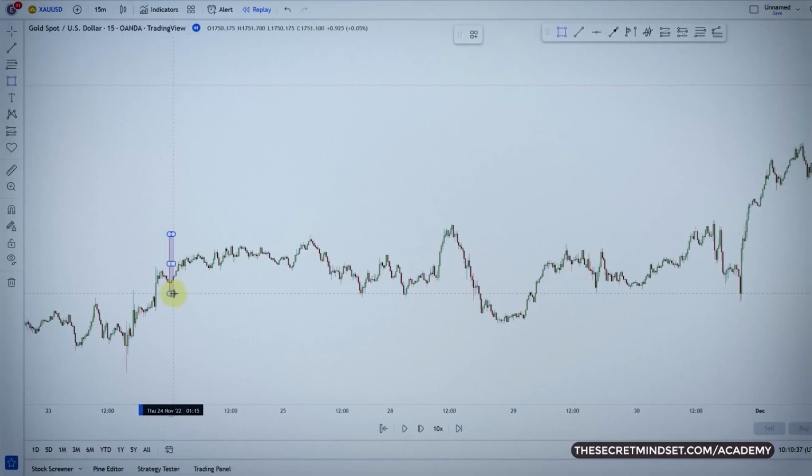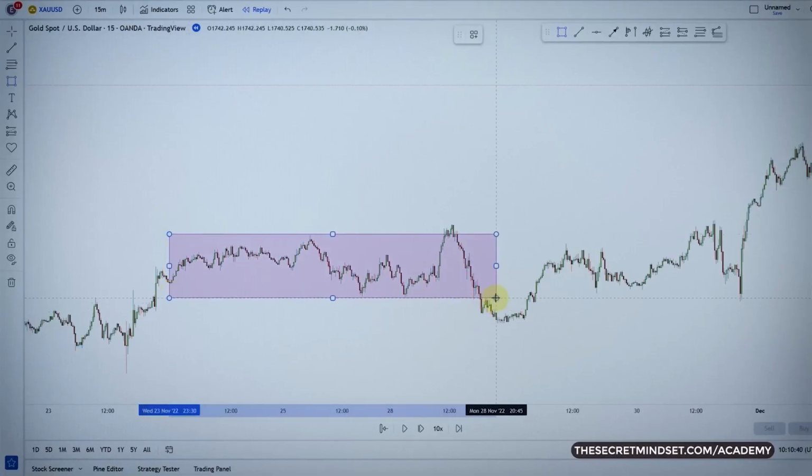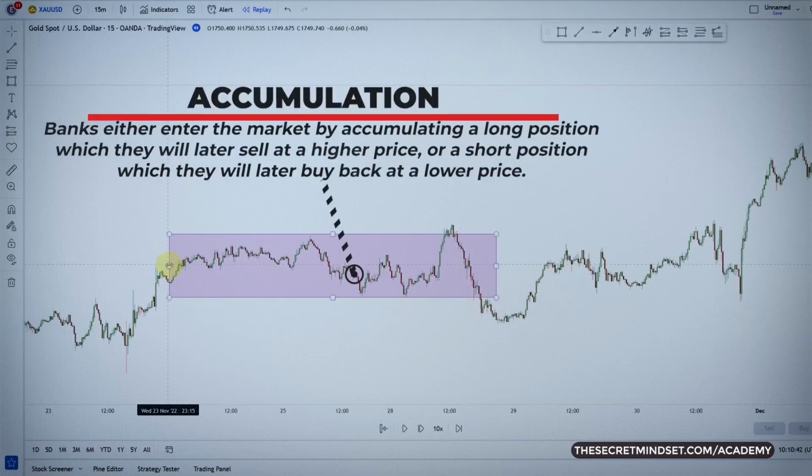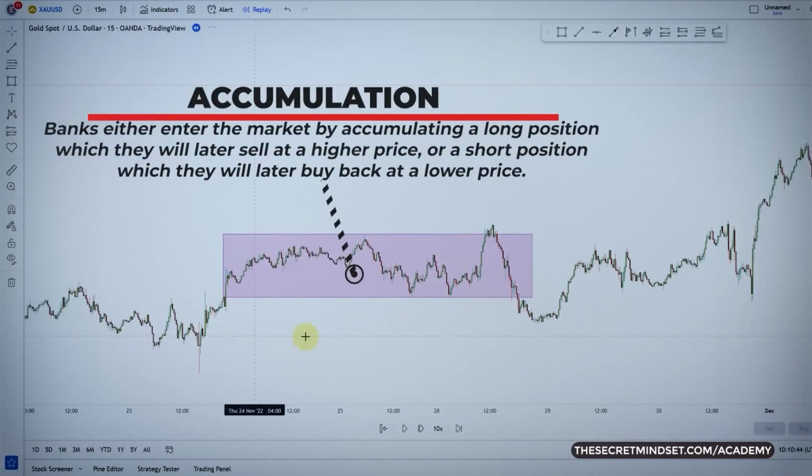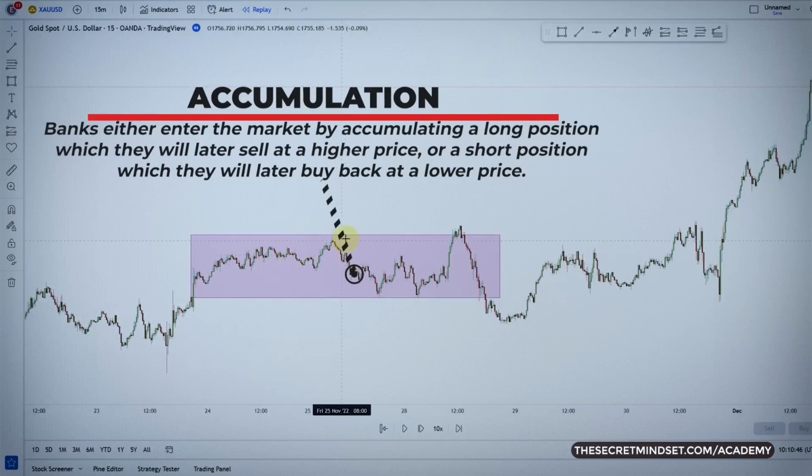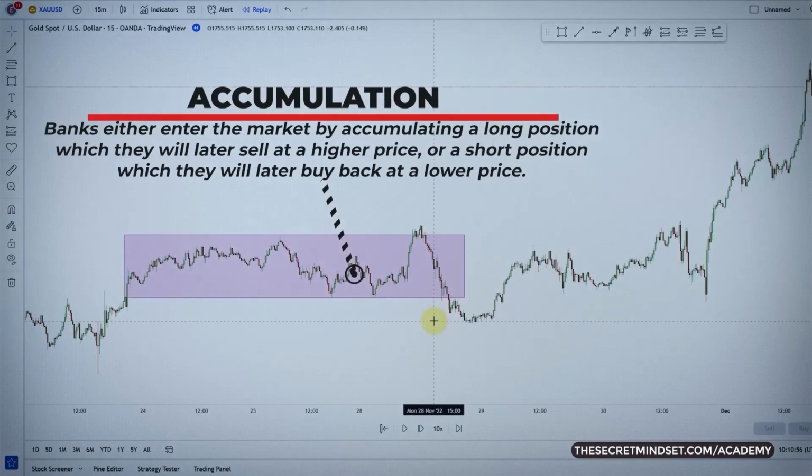The first thing you need to identify is the accumulation. Sometimes it's obvious, sometimes it's not. Banks either enter the market by accumulating a long position, which they will later sell at a higher price, or a short position, which they will later buy back at a lower price.